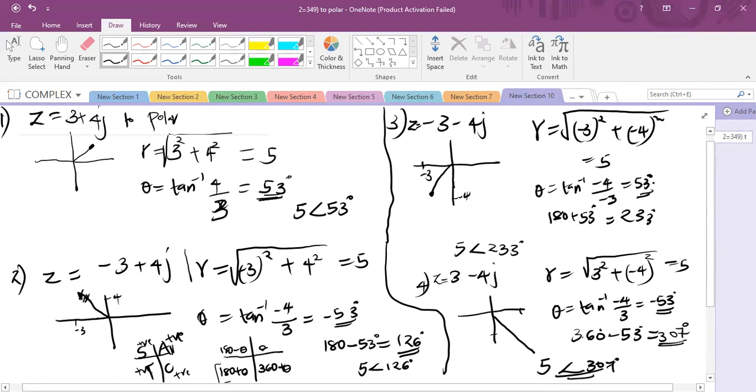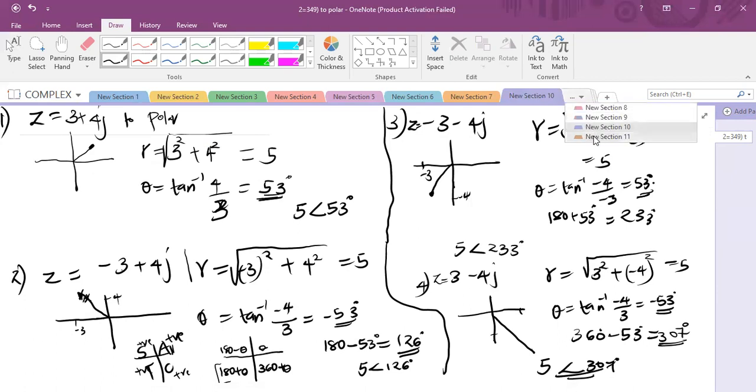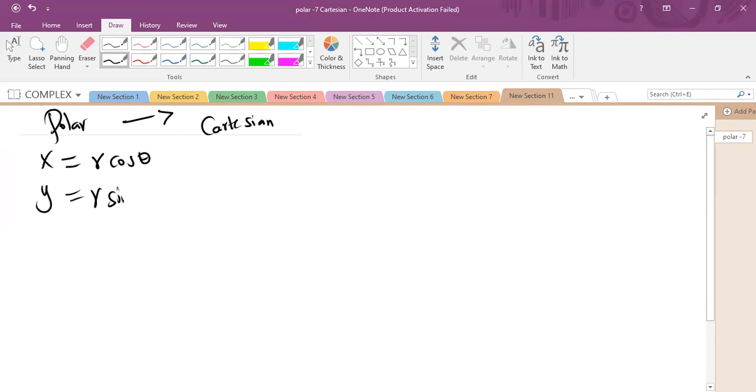It's very important that whenever you're converting from Cartesian to polar, you do the sketches. However, how do we go about converting from polar to Cartesian? That's quite straightforward. You really don't have to do any sketches. All you have to remember is that the value of x is given by r cos theta, and the value of y is given by r sin theta.